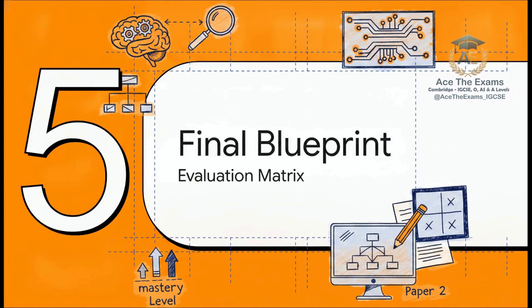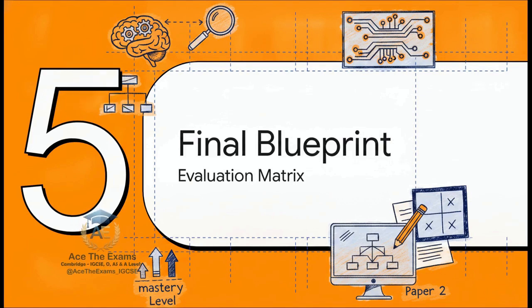Section 5, the final blueprint. We are now entering the absolute mastery level of evaluative thinking needed for top-tier marks. You've seen the mistakes, you've learned the procedural framework, and you've practiced the PEEL structure. Now, we pull the whole shebang together into an evaluation matrix that you can overlay onto literally any computer science problem you face on Paper 2.